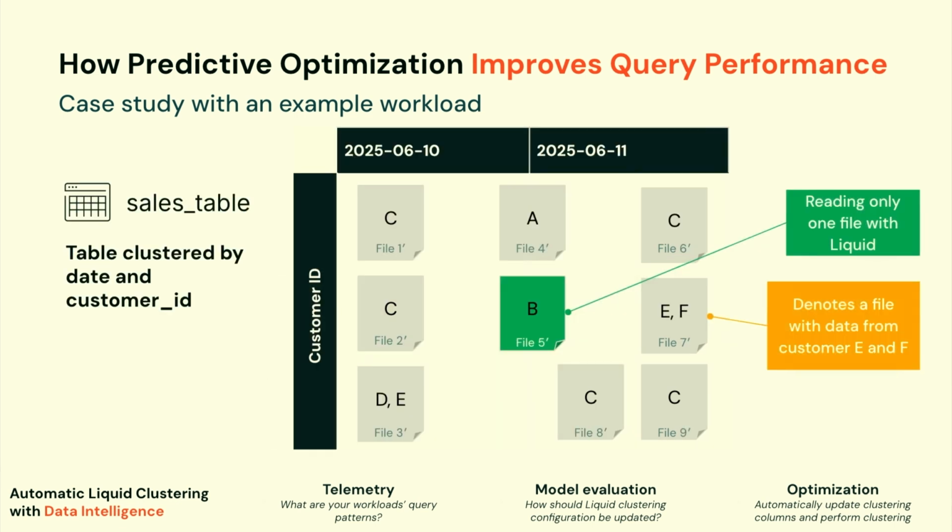All right, we've, say, gone ahead and clustered this table, and now we rerun the query. It only reads one file, and that's great. We got a 90% pruning rate. Awesome.